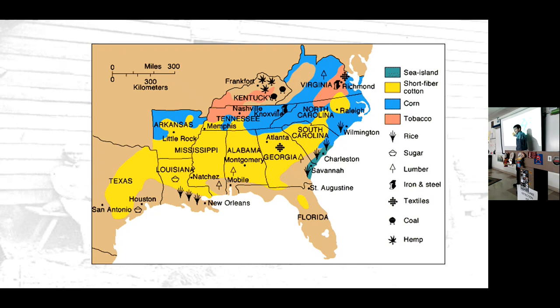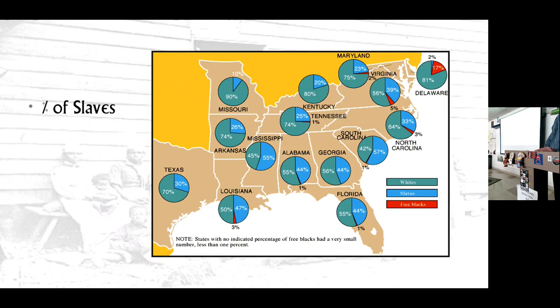Everyone see this, right? The next map I'm going to show you is the percentage of slaves. And the ones in blue, that's the percentage of slaves. Green, whites, red, free blacks. See it? 57, 44, 44, 57, 40, or 55, 47.